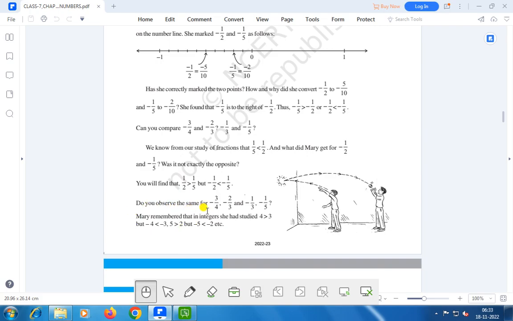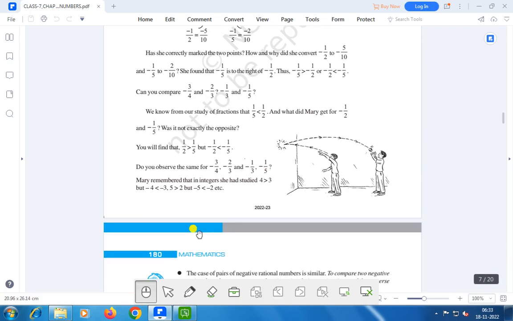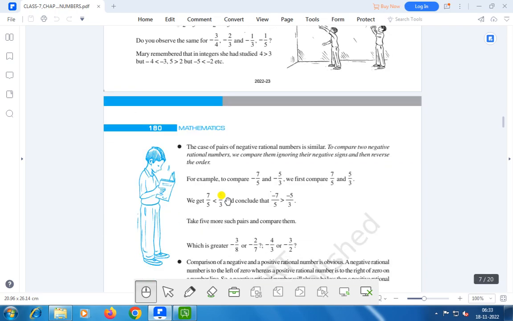Do you observe the same for minus 3 by 4, minus 2 by 3, minus 1 by 3 or minus 1 by 5? Mary remembered that in integers she had studied 4 is greater than 3 but minus 4 is less than minus 3; 5 is greater than 2 but minus 5 is less than minus 2, etc. The case of a pair of negative rational numbers is similar.